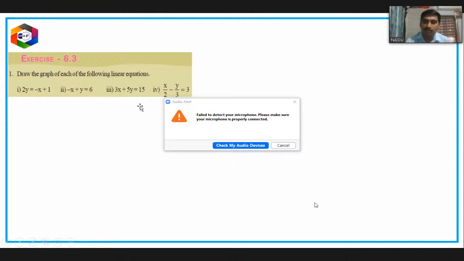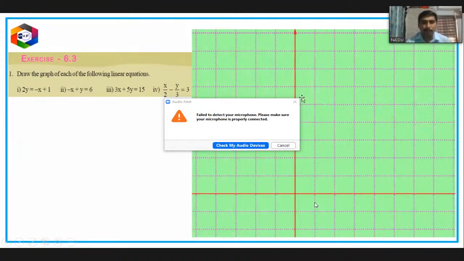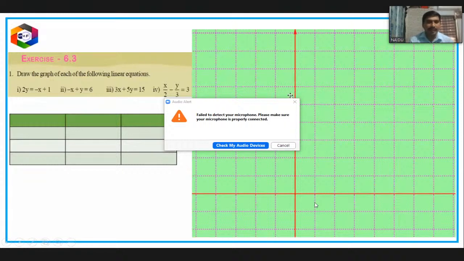If we want to draw the graph, as we discussed yesterday, we need the points which satisfy the equation. So we want some solutions. I'm going to consider the first one. Before drawing the graph, we need the points. Let us try to consider the first one here. This is 2y is equal to minus x plus 1. Is it visible to you all, children?